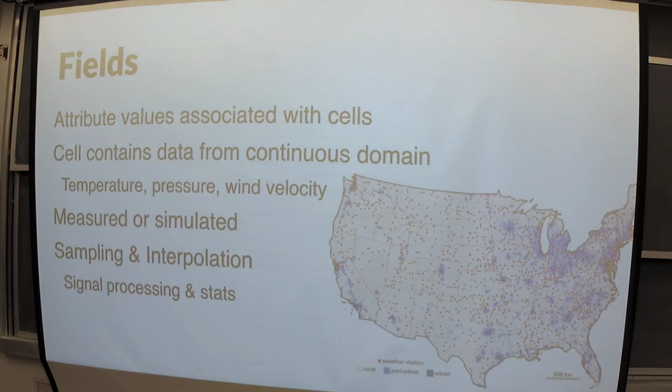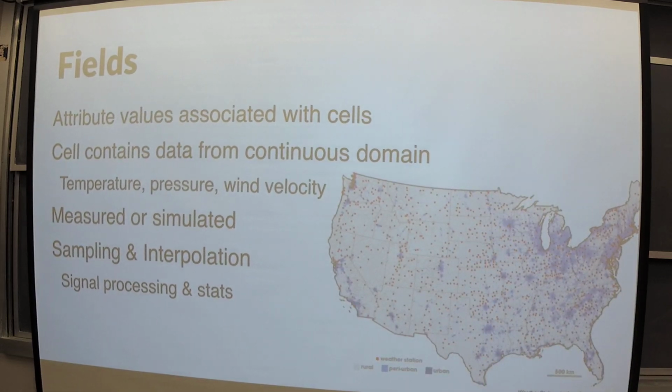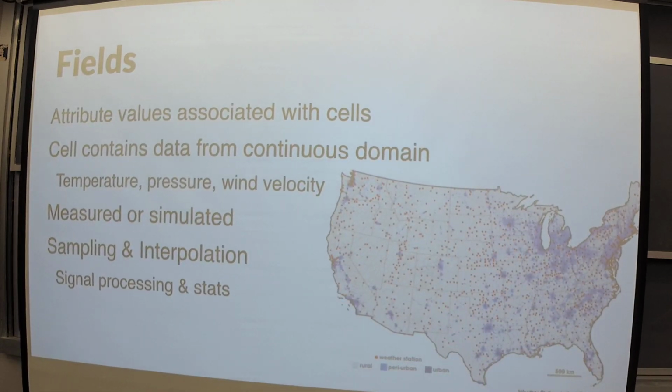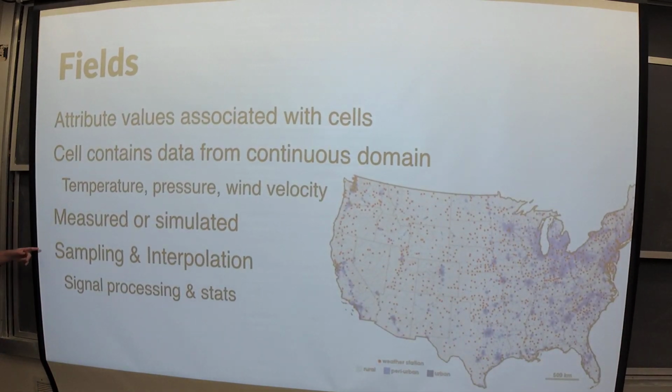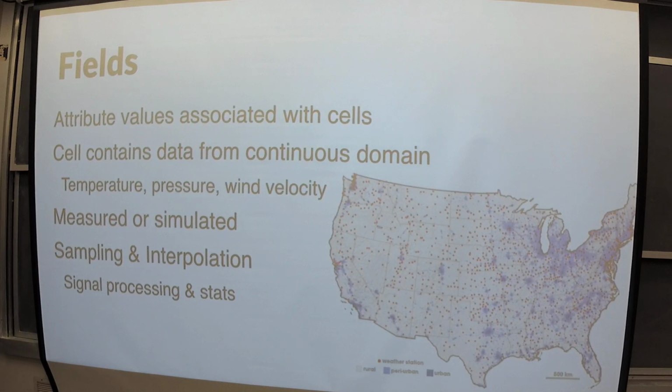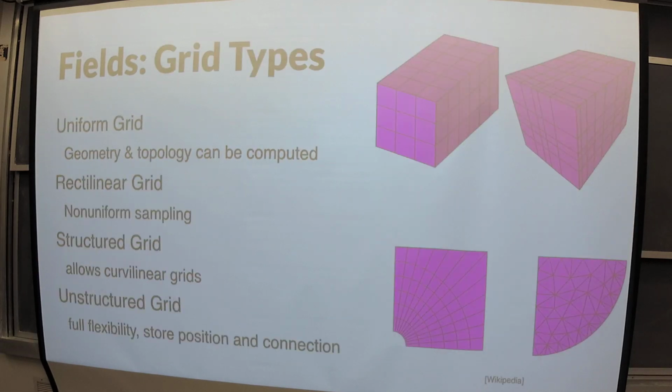Fields are really about attributes, values associated with cells, and the cells contain data from a continuous domain. And a continuous domain is anything like what we observe in nature, such as temperature, pressure, wind velocity, or anything like that. And this can be commonly measured or simulated, and the tricky bit here is how do we properly sample and interpolate the data.